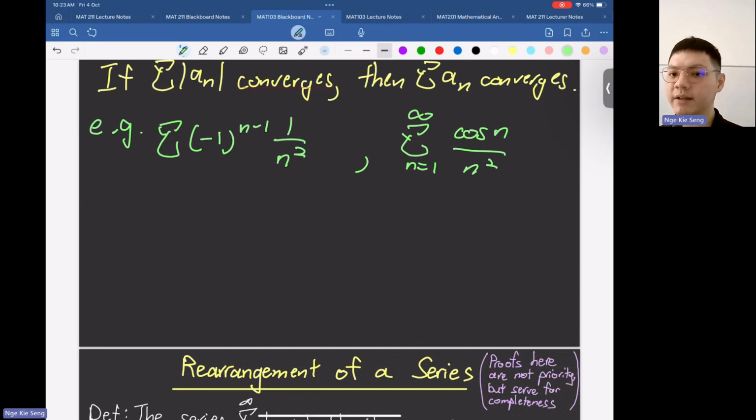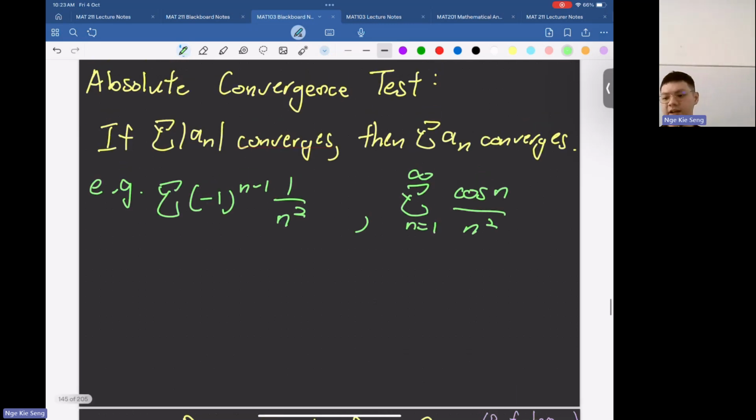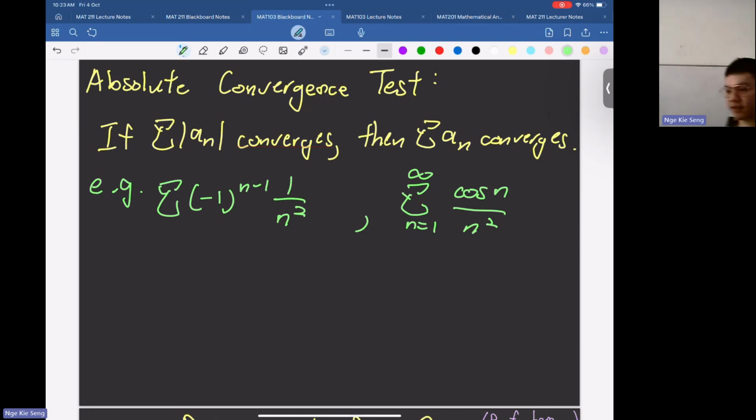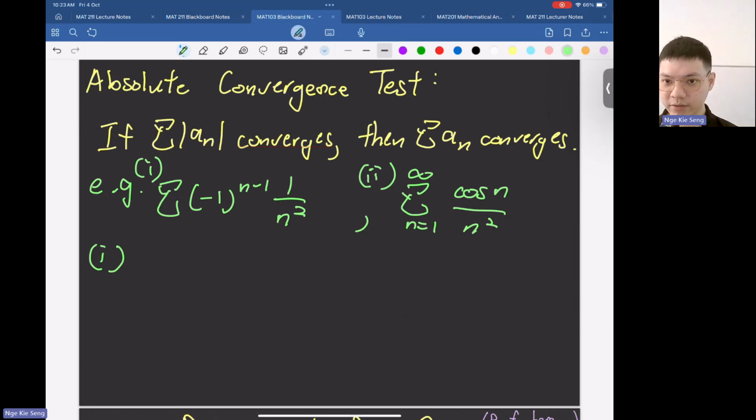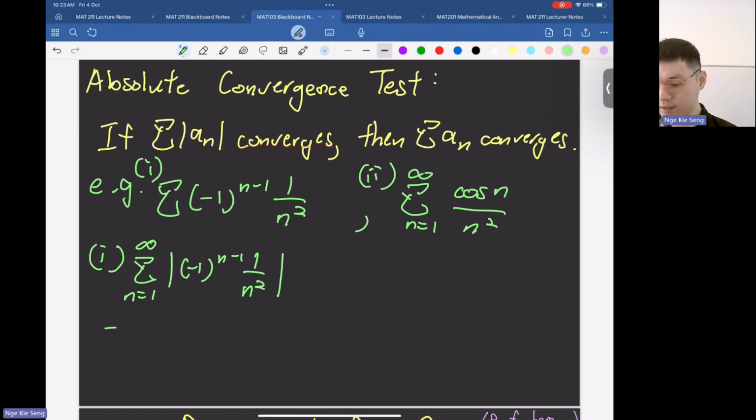Now we are learning this absolute convergence test, so let's use that. How do we use the absolute convergence test? If you want to check that these series converge, you need to check their absolute value first. Let's make this question 1, and this question 2. For question 1, you simply consider the absolute version of the series first. What is the absolute version? This is simply the sum of 1 over n squared. This is simply a p-series, 1 over n to some p.